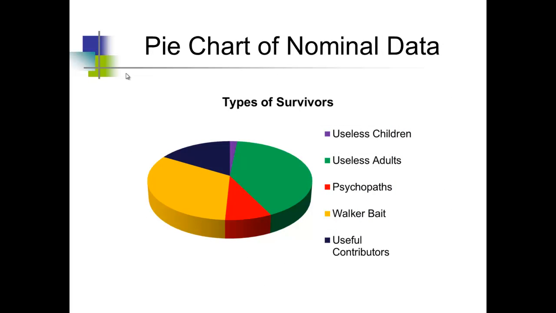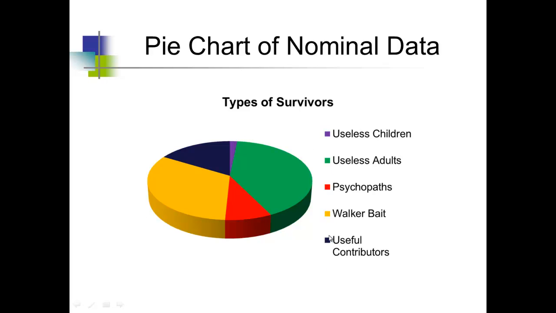All right, so with a pie chart, keep in mind that the pie represents all of something. So these would be all of the survivors. This pie chart represents 100% of the survivors, and each of these categories is a slice of the pie. Now, this is contingent on all of these categories being mutually exclusive.